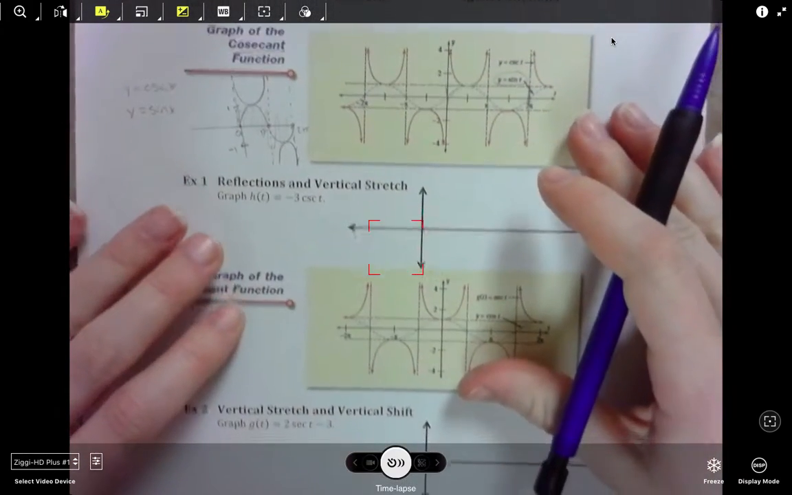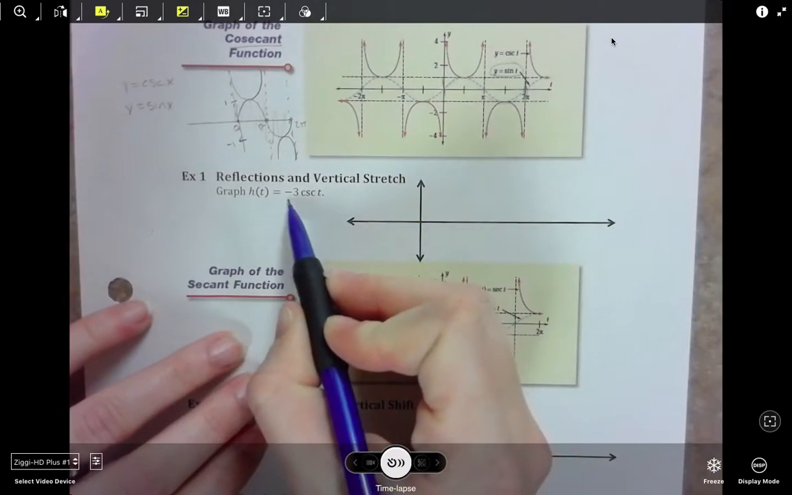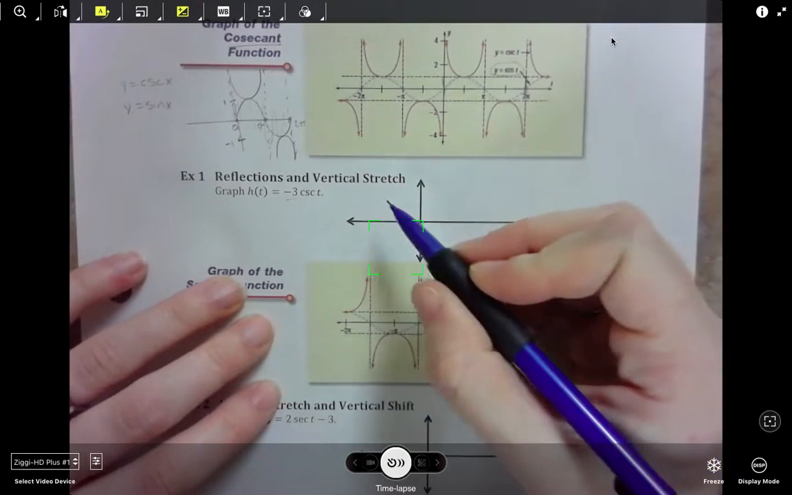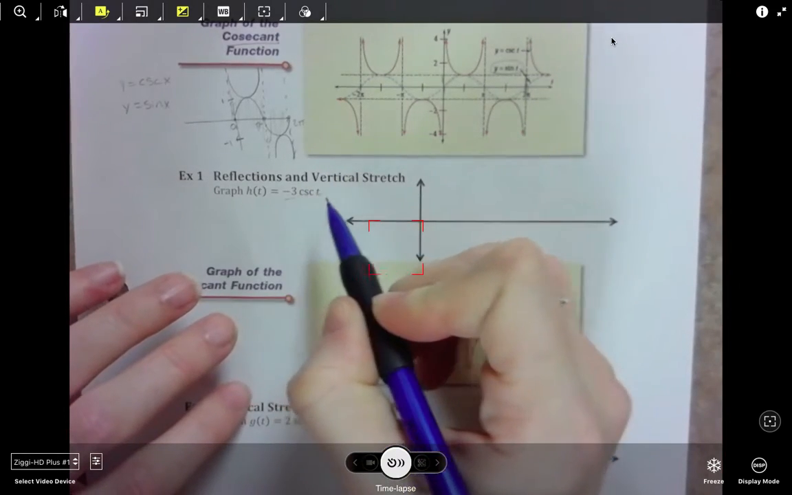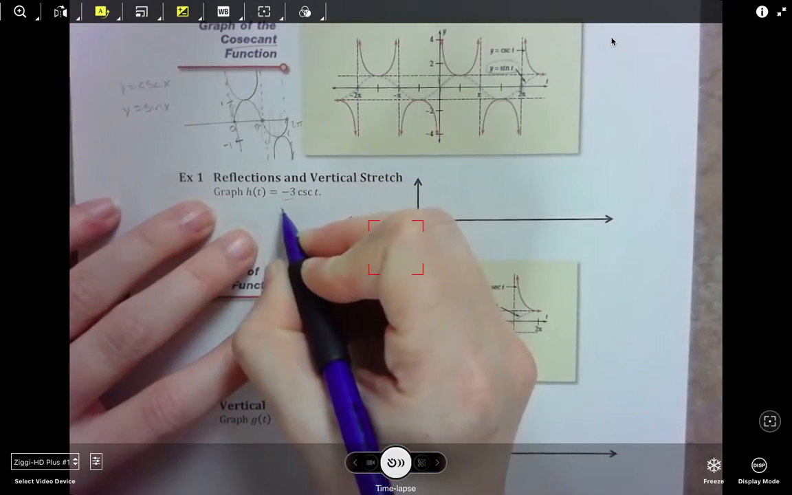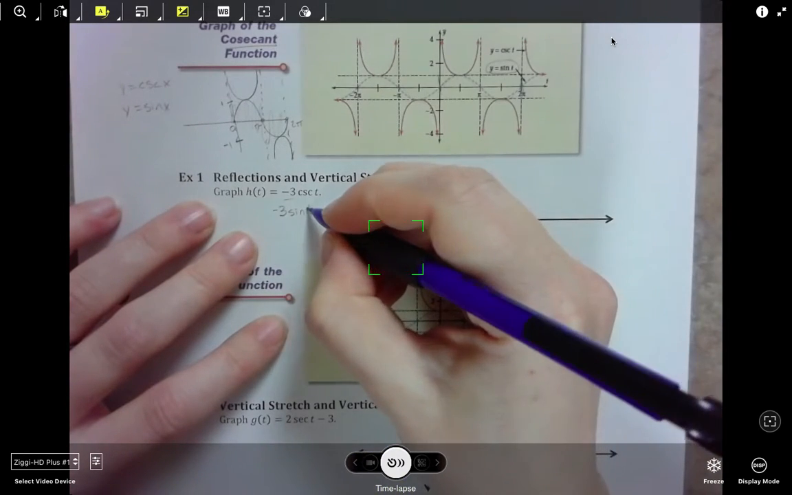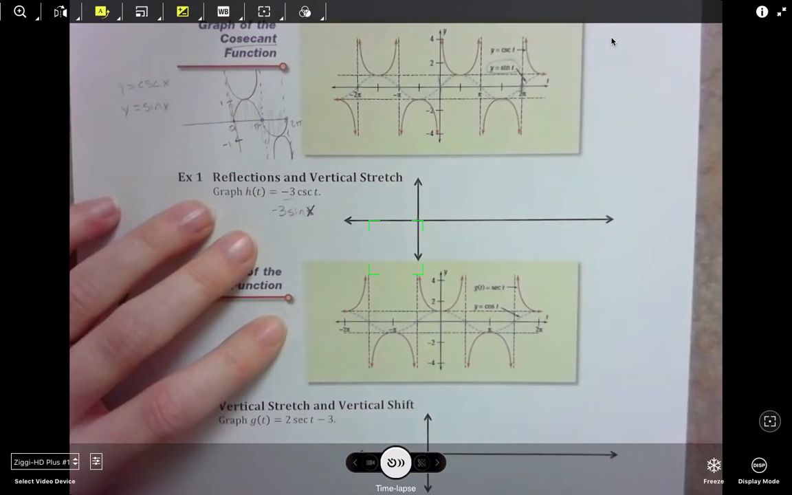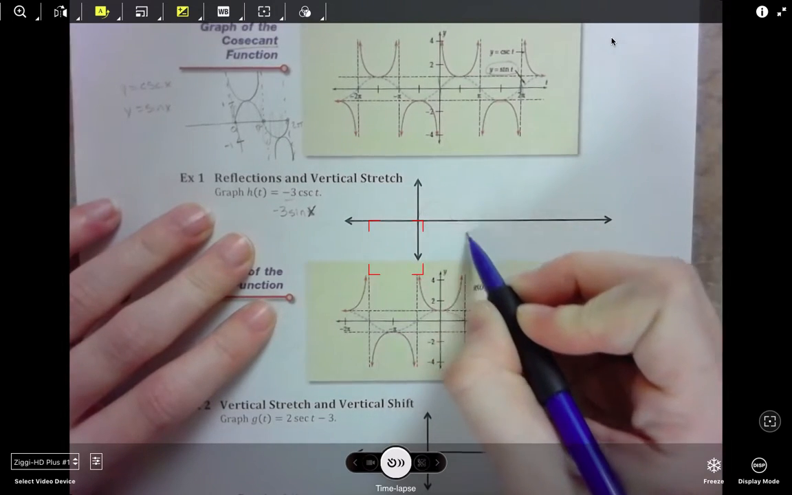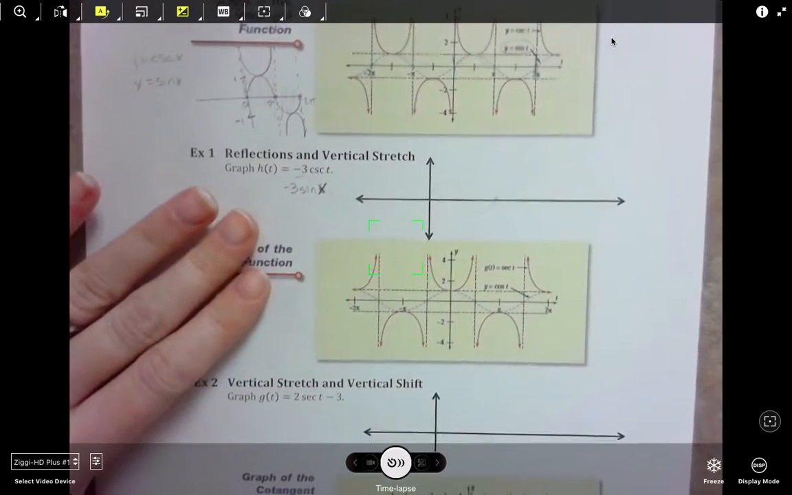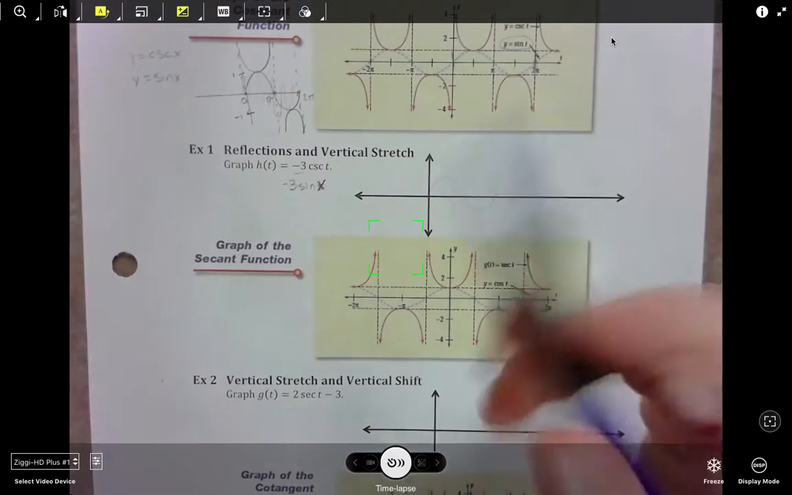Okay. On example 1, they want us to graph the cosecant function, but they want the -3 in there. To graph -3 cosecant of t, what you want to first do is graph -3 sine of t. If you don't like that t in there, just pretend it's an x. It's just a variable. We're going to graph -3 sine of t. So the normal sine function starts here and goes like this, and here is at 2 pi. It looks something like that, if you can see my really light handwriting.